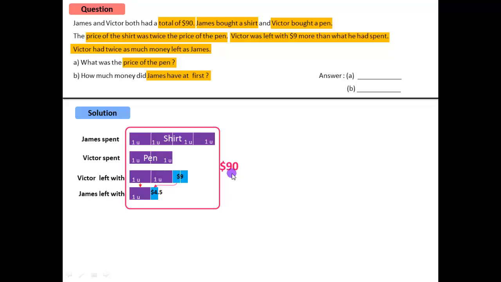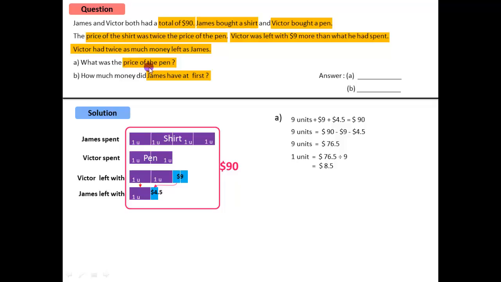Now we can start our calculation. 9 units, which is the total number of units here, 1, 2, 3, 4, 5, 6, 7, 8, 9, plus $9, which is the amount here, plus $4.5 would be equal to $90. From this, we can find out the value of 1 unit, because 9 units would be equal to $90 minus $9 minus $4.5. So 9 units is equal to $76.5. So 1 unit would be 76.5 divided by 9, which gives us $8.5. This is the value of 1 unit.